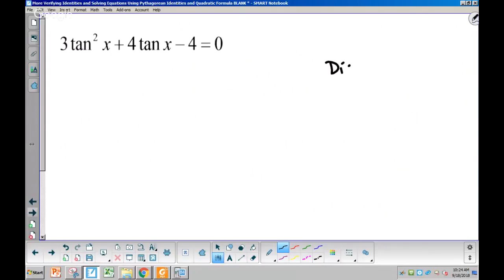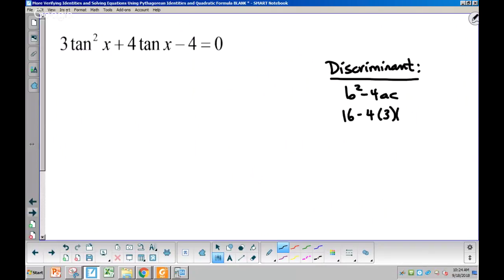I'm just going to write this on the side just to have a discussion. The discriminant, I hope that's right. What is that? It's B squared minus 4AC. So in this case, it's going to be 16 minus 4 times 3 times negative 4. So that's going to be 16, looks like plus 48, which is 64. Is that a perfect square? Guess what? That means this will factor. So yeah, let's factor it. I'm all right with that.